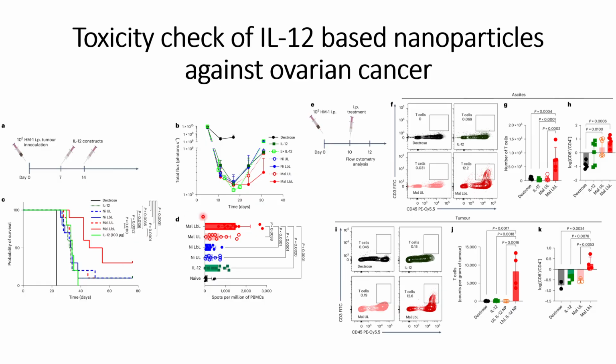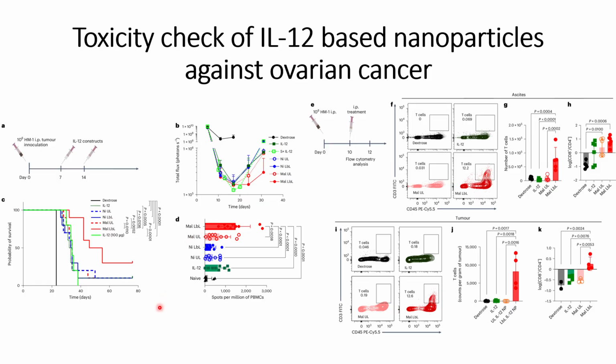The reason they see this is that they check the IFN gamma levels, which is the effect of this interleukin 12, and they see that IFN gamma levels are high for this Mal-Lbl case compared to all the other cases.